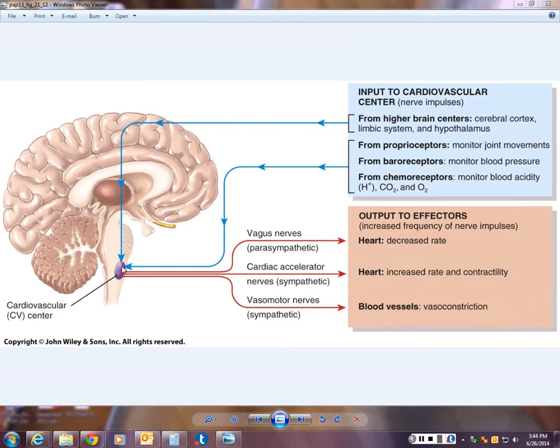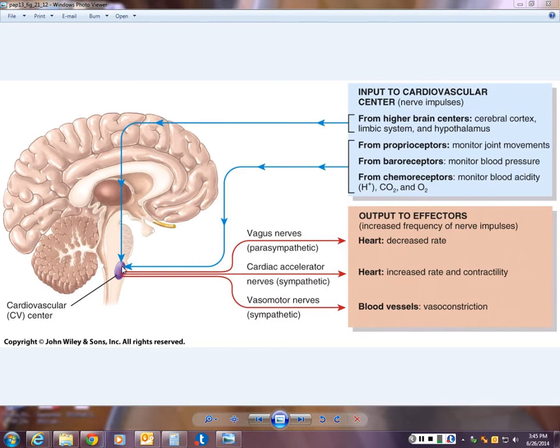Then it has a series of efferent or motor neurons that it can communicate via, that will ultimately allow it to communicate with the effectors that can cause a change. Now, the CV center is called the cardiovascular center for a reason. Cardio is heart, vascular is vessels. So it has the ability to influence what your heart and also your blood vessels are doing. And by influencing what your heart does and what your vessels do, it can change your blood pressure. So let's take a look at how that happens.